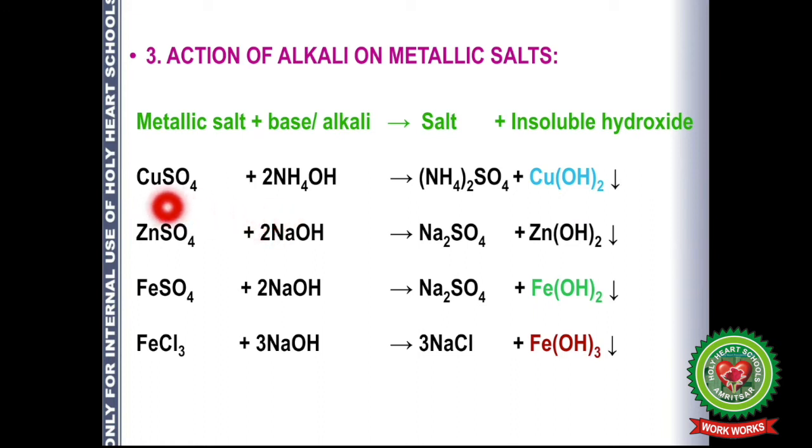This is particularly a double decomposition reaction. Copper goes with OH, the negative part of the base, and the negative part of the salt will go with the positive part of the base. So it will form ammonium sulfate and copper hydroxide. Similar is with zinc sulfate and NaOH. We will get a precipitate of Zn(OH)2. It will be white in color. If we take FeSO4, when it reacts with NaOH, it will form Na2SO4, but the precipitate will be Fe(OH)2. It will be dirty green in color. And the last one, when Fe has +3 valency, the precipitate formed will be reddish brown in color. So remember the colors of the precipitates and also their reactions.